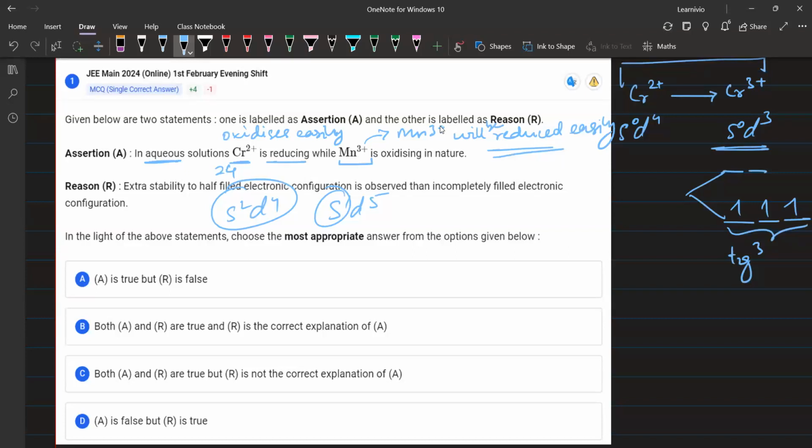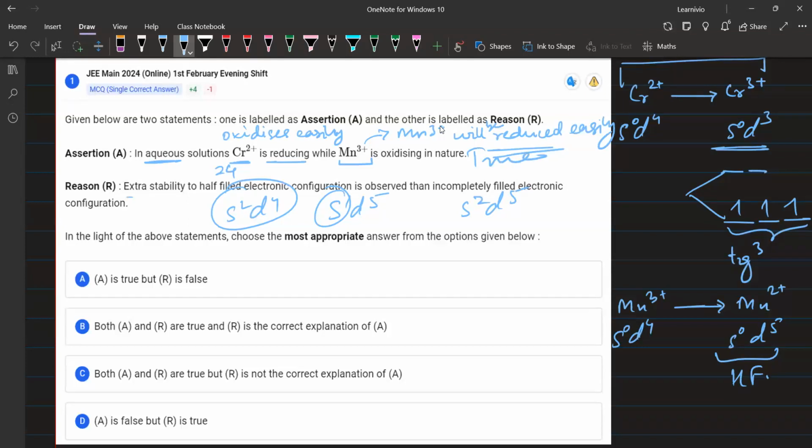In Mn3+, that Mn3+ is oxidizing. That means Mn3+ can undergo reduction easily. It will get converted to Mn2+. Mn is 4s2 3d5, so Mn3+ is going to be 4s0 3d4 and Mn2+ is going to be 4s0 3d5. Obviously, because this is half filled, it is going to be more stable. So yeah, this statement is true.